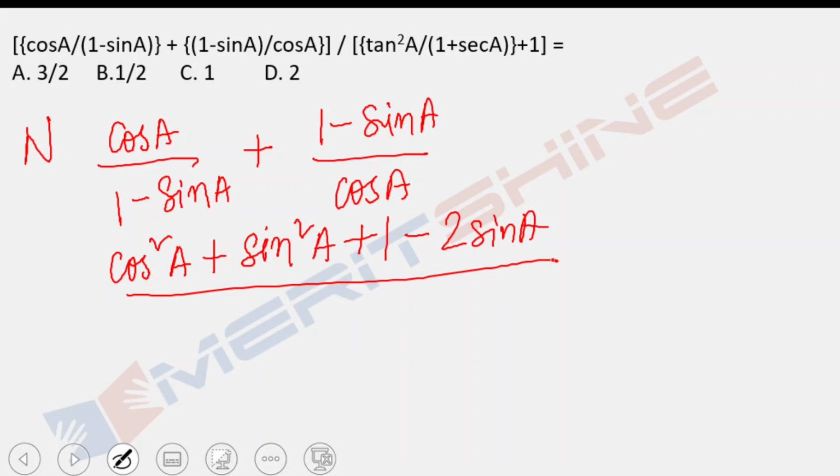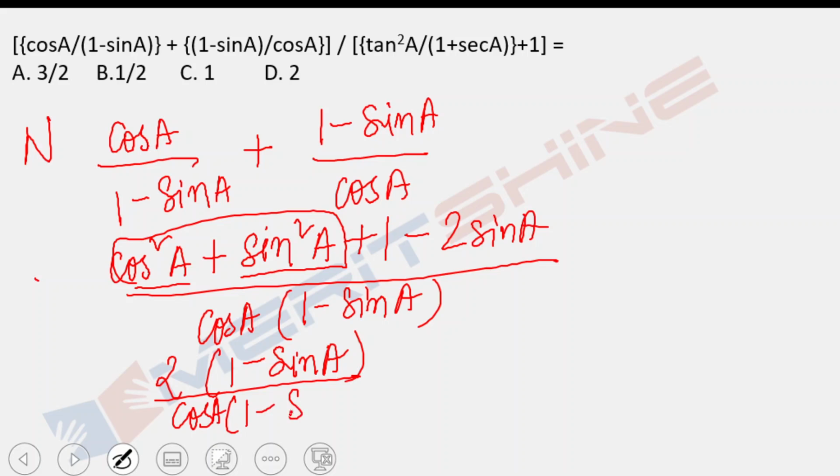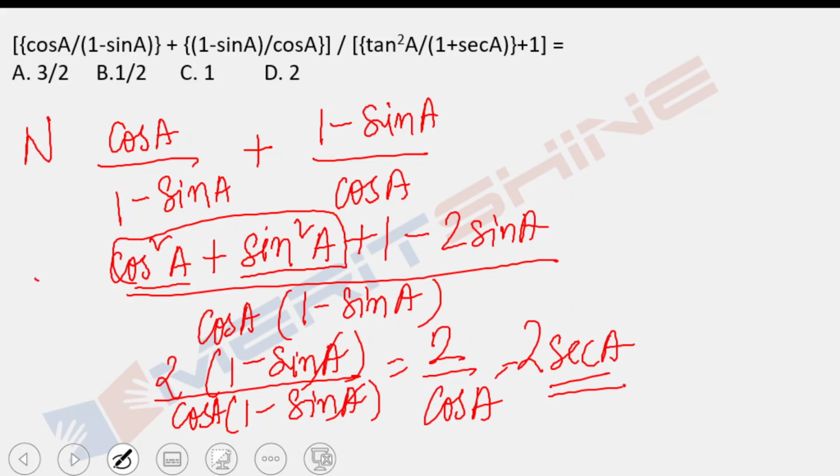Okay, and here you will have cos A into 1 minus sin A. Okay, right? So cos square A plus sin square A is 1. So you have 1 plus 1, 2. 2 minus 2 sin A. If I take 2 common in the numerator part of the numerator, then you will have 1 minus sin A, and here you already had 1 minus sin A. So I can cancel these two. So what will you have? 2 by cos A is your numerator. What is your numerator? 2 by cos A, or you can write 2 sec A, whatever you like. Okay, right? That's your numerator.